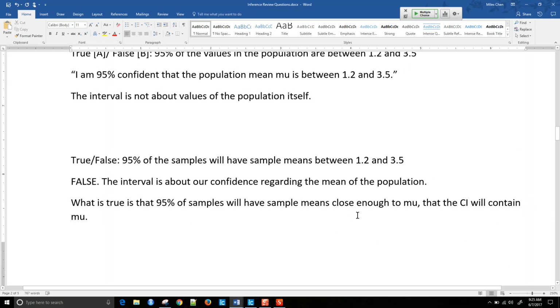So 95% of samples will have sample means close enough to mu that the confidence interval will contain mu, okay? But it's not that 95% of samples will have sample means between a particular range, okay? If we knew the population mean, we could say 95% of samples will be between 1.96 above the population mean and 1.96 below the population mean, so that the resulting confidence interval will contain mu. But we cannot say that 95% of samples will have sample means between this value and this value. Is that okay?